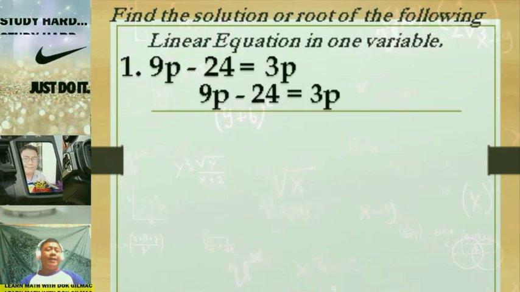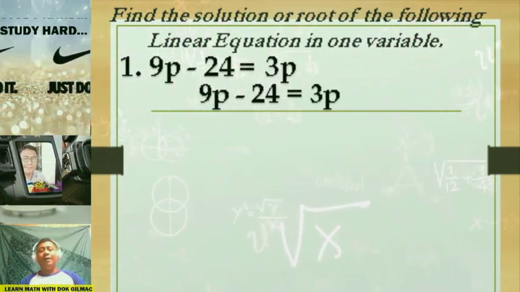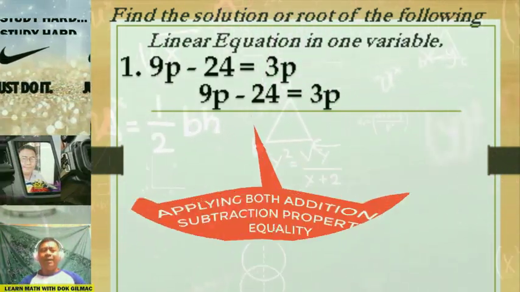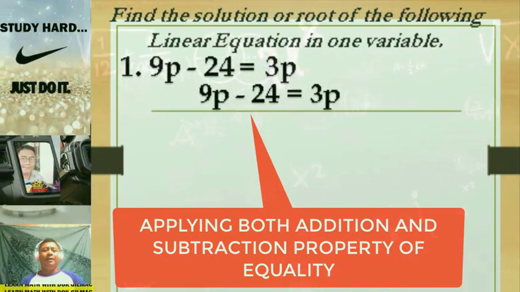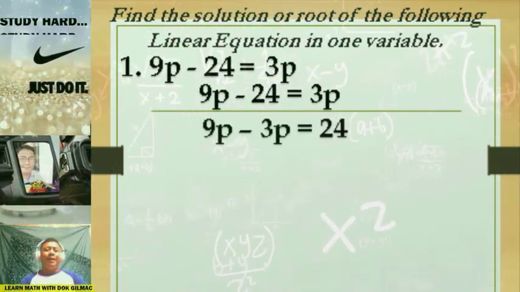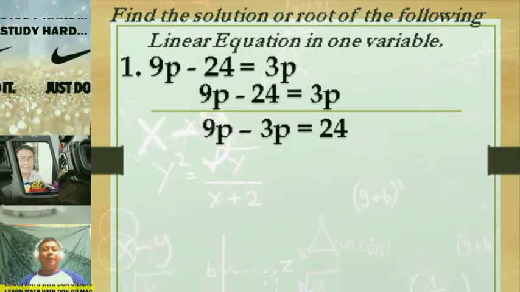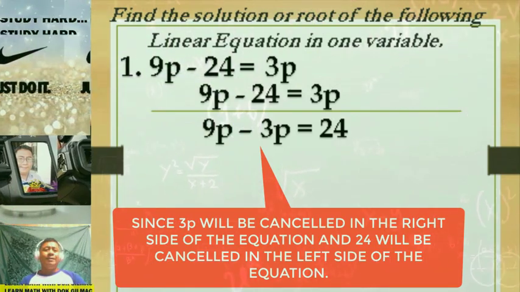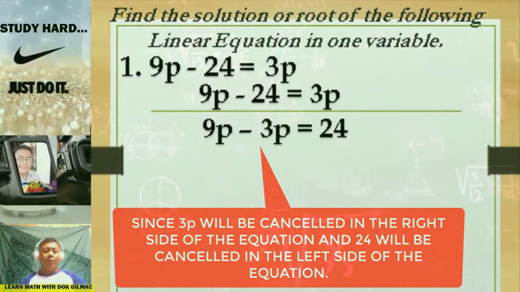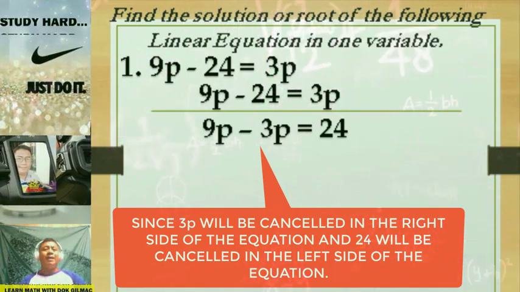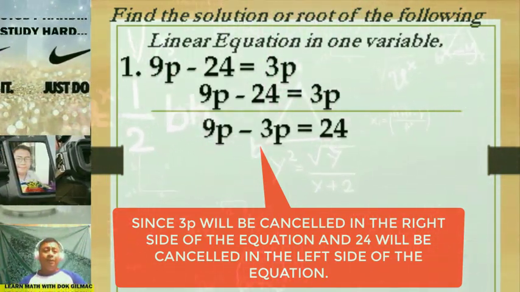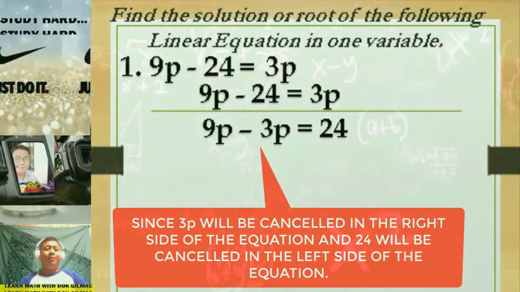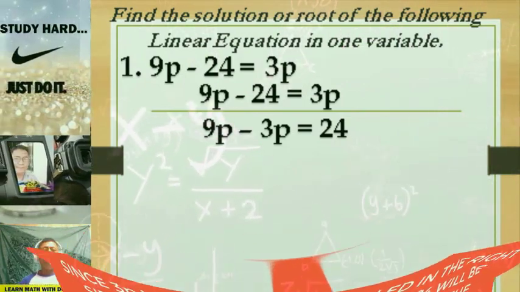Let's consider the given 9p minus 24 equals 3p. Applying both the addition property of equality and the subtraction property of equality, we have 9p minus 3p is equal to 24, since we add 24 to both sides of the equation and subtract 3p from both sides of the equation. So we have 9p minus 3p is equal to 24.